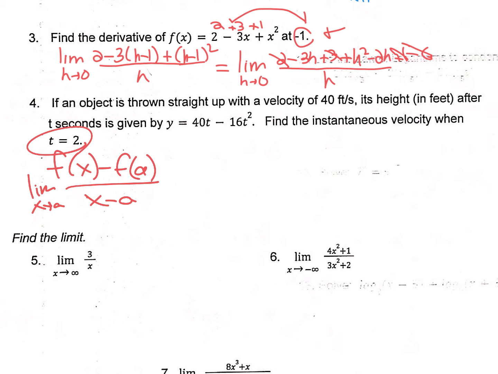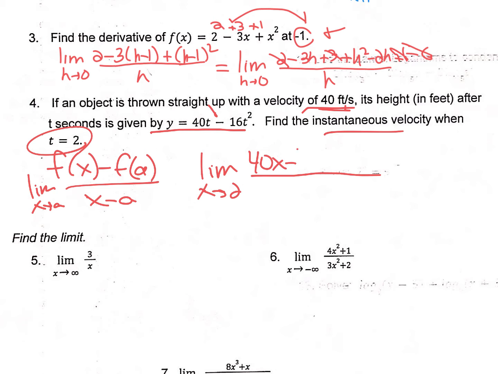Okay, so as an object is thrown straight up with a velocity of 40 feet per second, its height in feet after t seconds is given by that formula. Find the instantaneous velocity. So that's where we're going to go here. So I'm going to say the limit as x approaches 2 of f of x. Now f of x is just the formula. I guess I can put in x's since I said f of x. I'd probably just keep t's if I was doing it though tomorrow. And then plug in f of a.